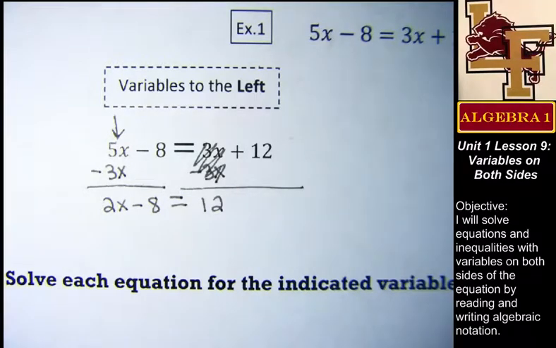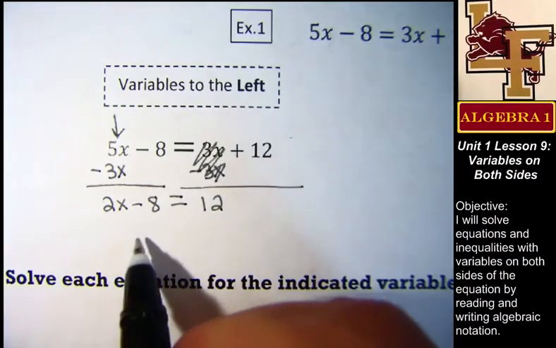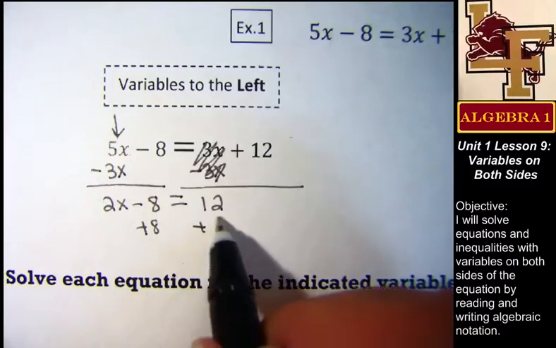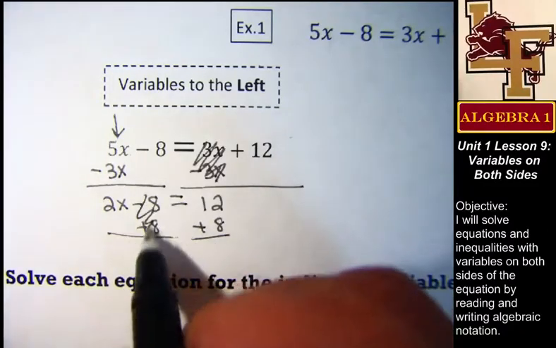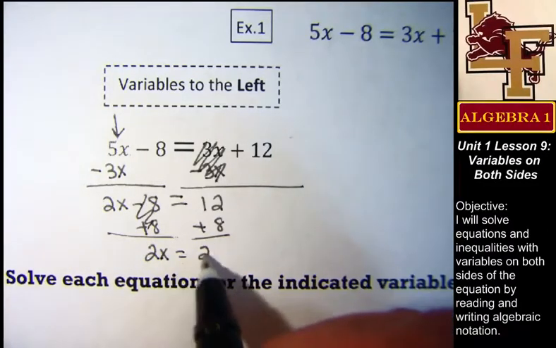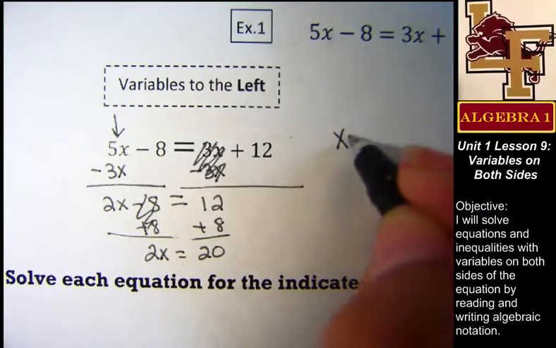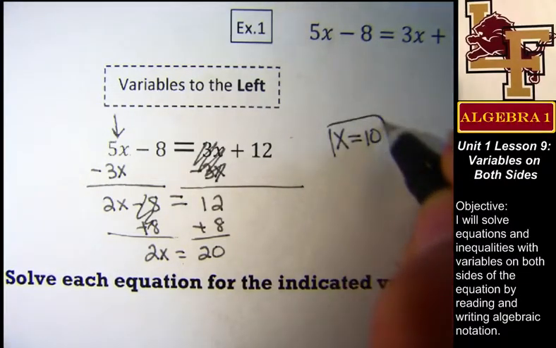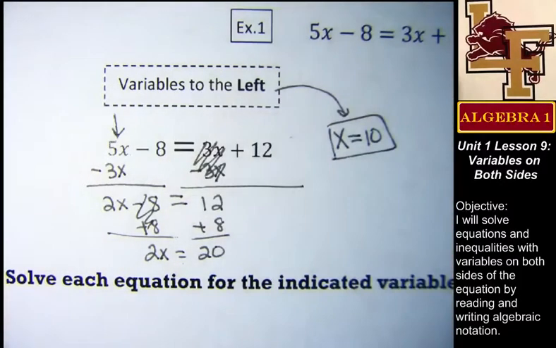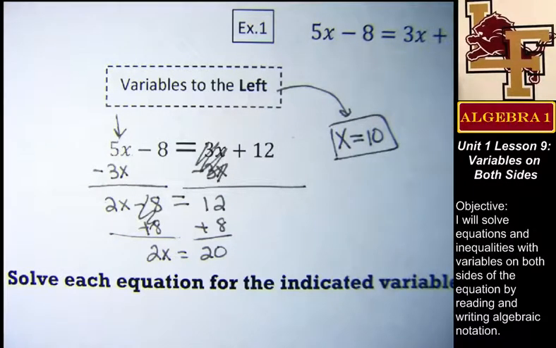Now this looks like every other equation we've dealt with so far this year. So I'm just going to fly through the next couple steps. We're going to add 8 to both sides. And then I'm going to divide both sides by 2. And when I divide both sides by 2, I end up with x equals 10. That's what our final solution is going to look like if we've chosen to put the variables on the left-hand side.